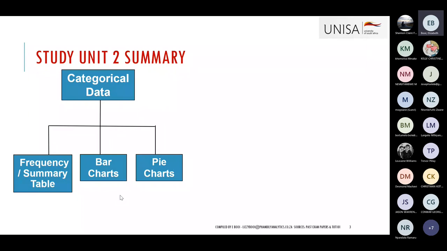Okay, so the bars will represent your categories, right? And the height of the bar will represent either the frequency or also the percentage as well. What about the properties of a pie chart?